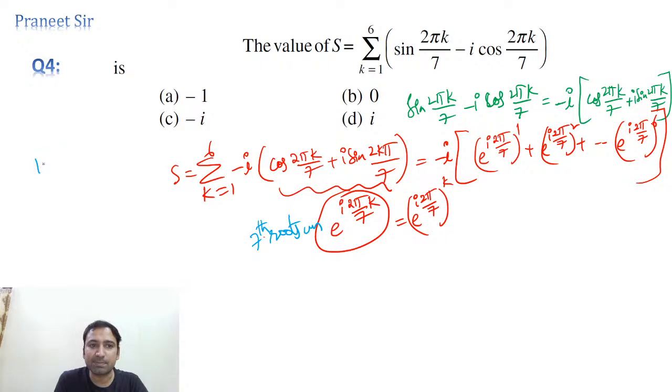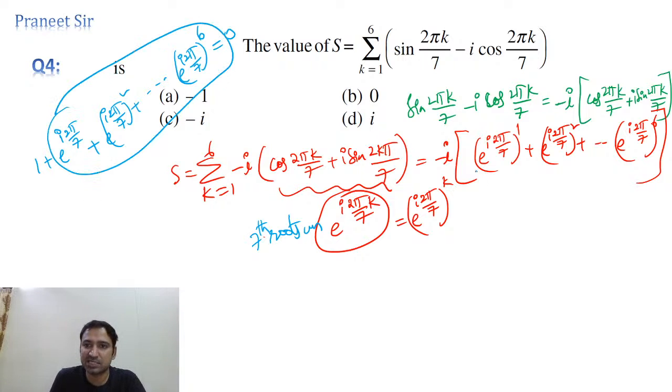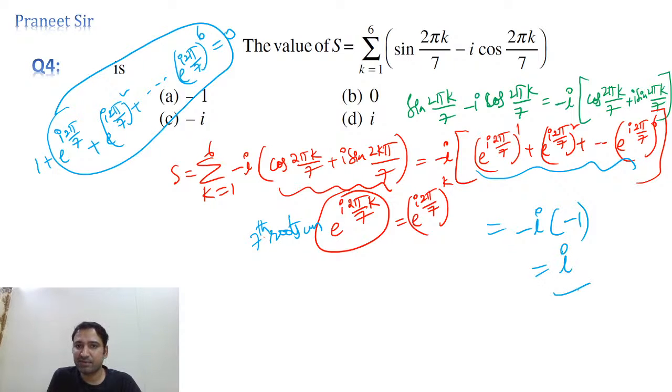Sum of the seventh roots of unity: e power i 2 pi by 7 whole power 1 plus e power i 2 pi by 7 whole square plus so on up to e power i 2 pi by 7 whole power 6 equals 0. Sum of the nth roots of unity is equal to 0. So from this the whole value is going to be minus 1. So minus i into minus 1, how much do we get? Plus i we get. Correct or not?